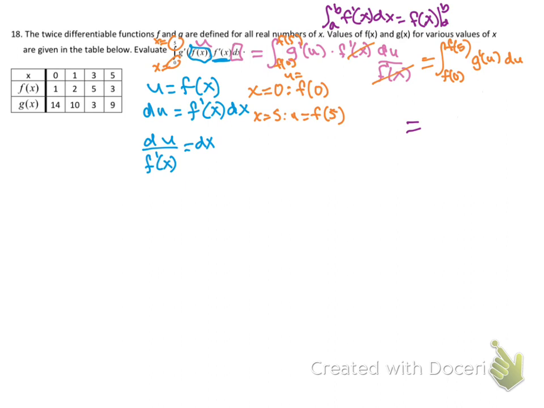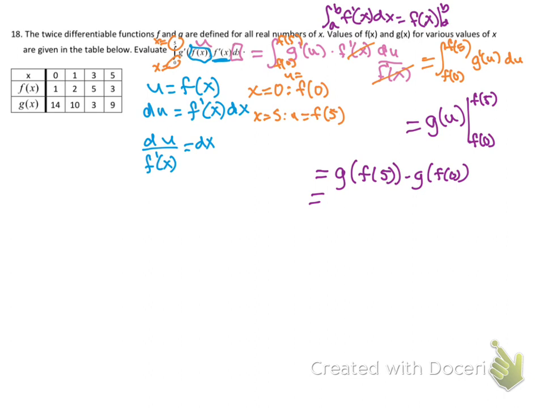I know that the antiderivative of g prime of u is g of u. Even though we're using a new variable, the FTC is still going to apply. It is going to go from f of 0 to f of 5. And then I'm going to go ahead and plug these in. I get g of f of 5 minus g of f of 0.